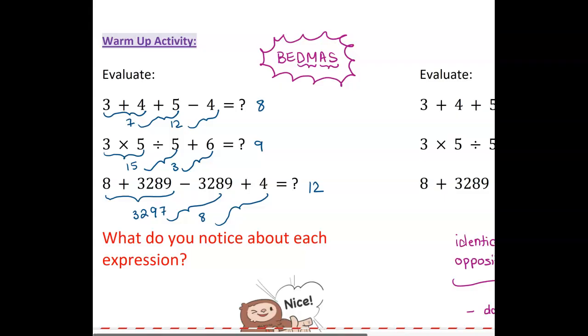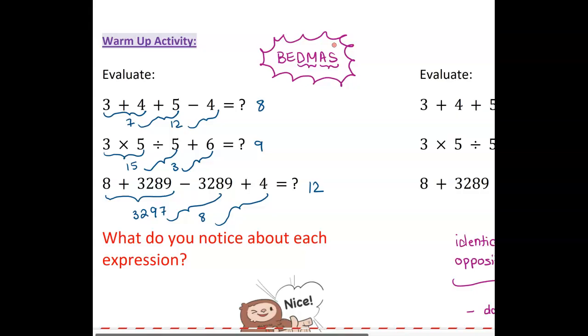Similarly, if you look at this expression, 3 times 5, divide by 5 plus 6, you would follow BEDMAS and do multiplication and division first. So you have 3 times 5, which is 15, divide by 5, which is 3, then add 6, which is 9. This last one here, if you follow BEDMAS, you just go left to right. 8 plus 3,289 is 3,297, minus 3,289 brings you back to 8, then you add 4, which is equal to 12.